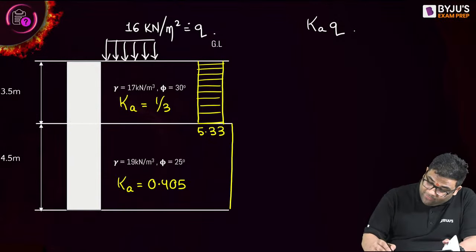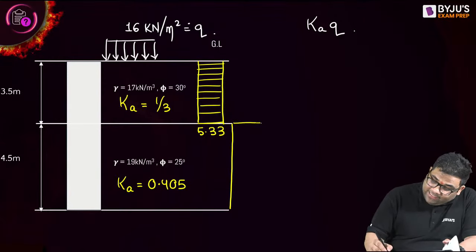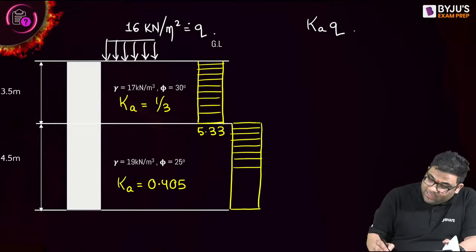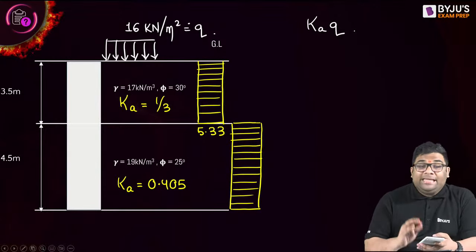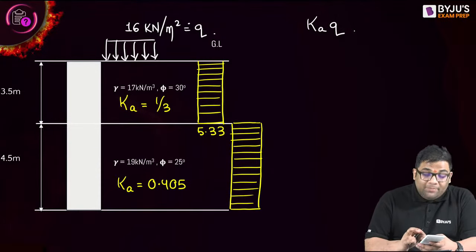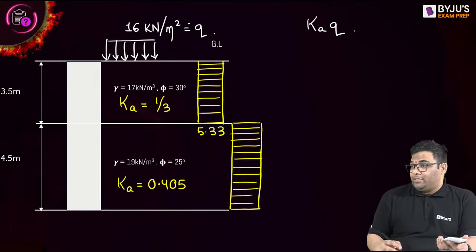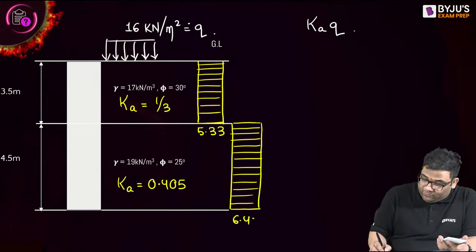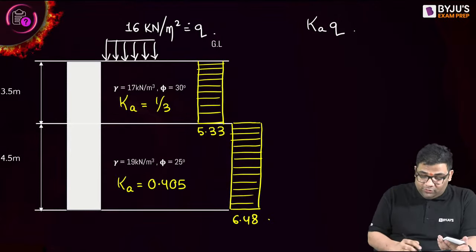At the bottom, I will get a different distribution. The surcharge is the same, but the Ka changes. This will be Ka into Q, but the Ka is changed to 0.405, so I multiply that with 16 and get a value of 6.48. So this is the distribution due to surcharge.